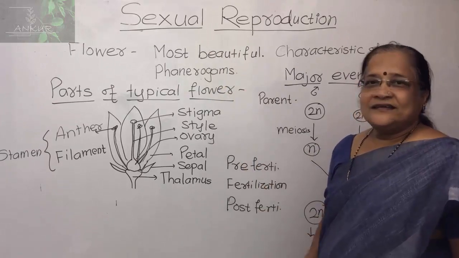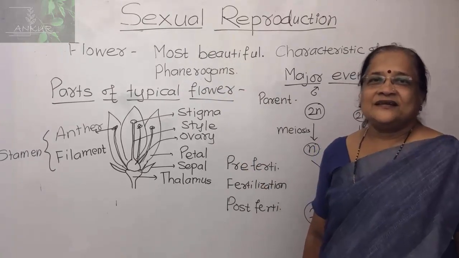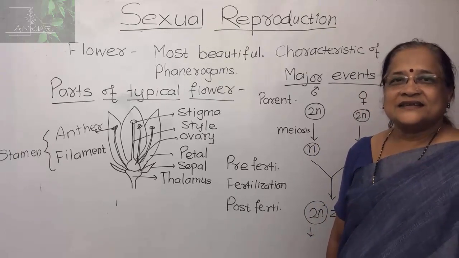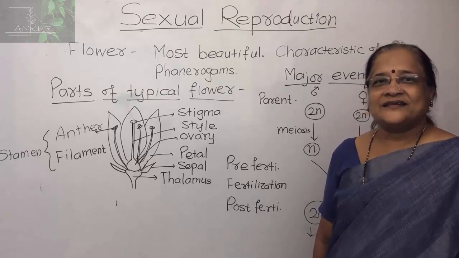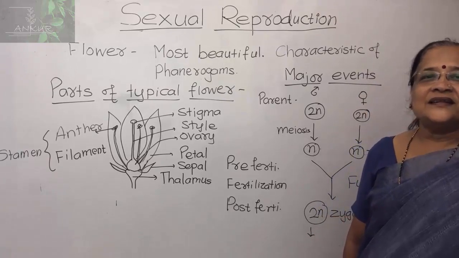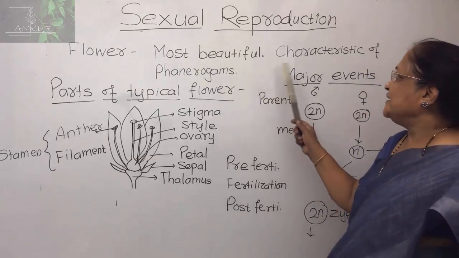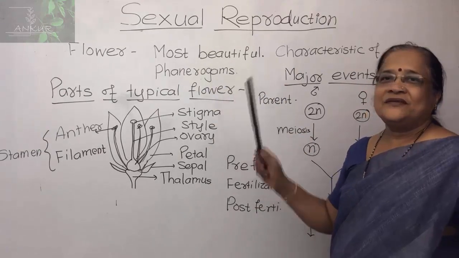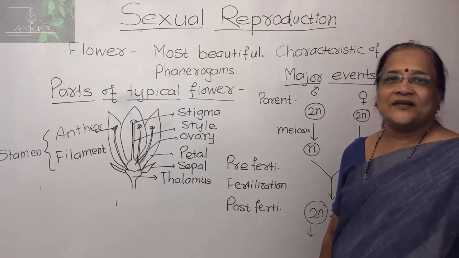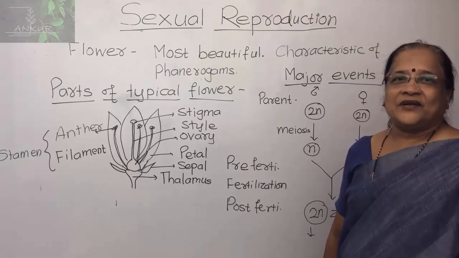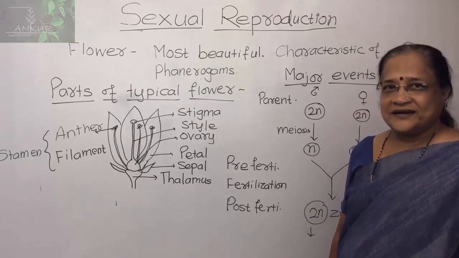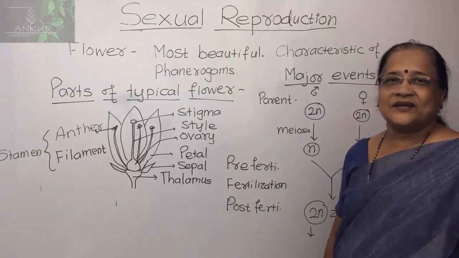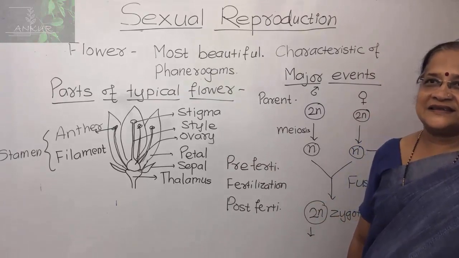So the union of male and female gametes, that one we call sexual reproduction. In plants we generally get different flowers which are variously colored, or you may get some fragrance. They are very attractive, very beautiful creations of nature, and the flower is characteristic of the phanerogams. Phanerogams we have studied already, that is, flowering and seed-bearing plants.